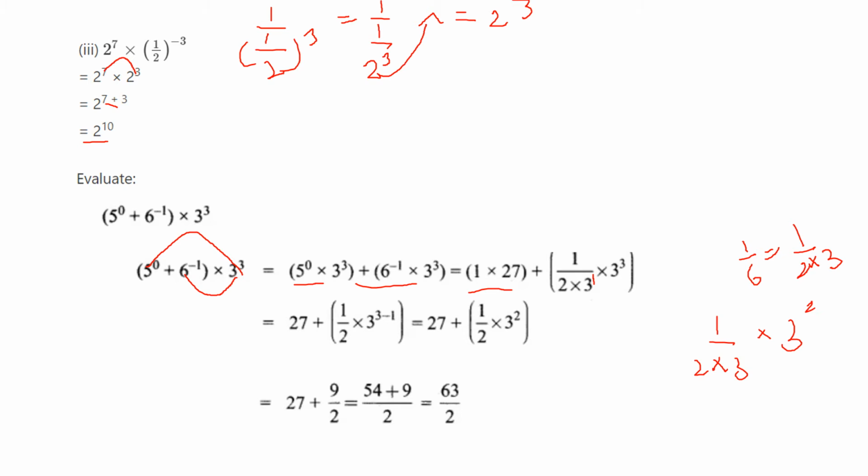So here 3 cube is there, and here 3 cancels, so we get 3 square. You can use this also. So we get this one. 3 squared means 9, so 9 by 1 is there. So 1 into 3 squared is 9, and 2 into 1 is 2, so 9 by 2. After you cross multiply, 2 27s are 54 plus 9, 63 by 2 is the answer.